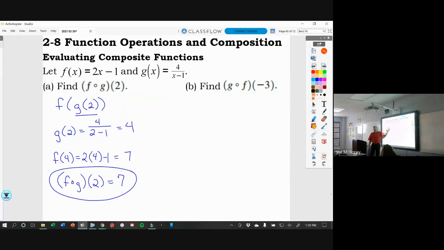So this is f of g of 2. Put the -3 inside the parentheses, after the f, and then you change the circle to a parenthesis. Okay. So this is g of f of -3.